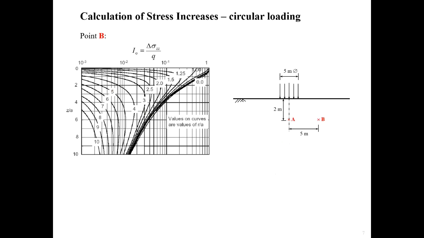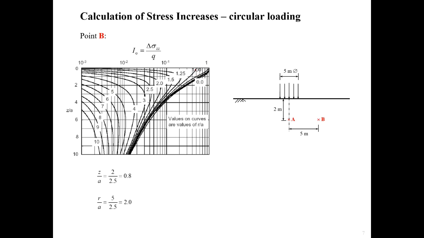Now for the point B, because it's not directly below the center of the circular loading, we have to use this design chart. The vertical axis is J over A. We know that J is 2, which is given in the figure, and A is 2.5 meters, the radius. So the ratio J over A is 0.8. So where is 0.8? Roughly, that's 1, so 0.8 should be somewhere here.